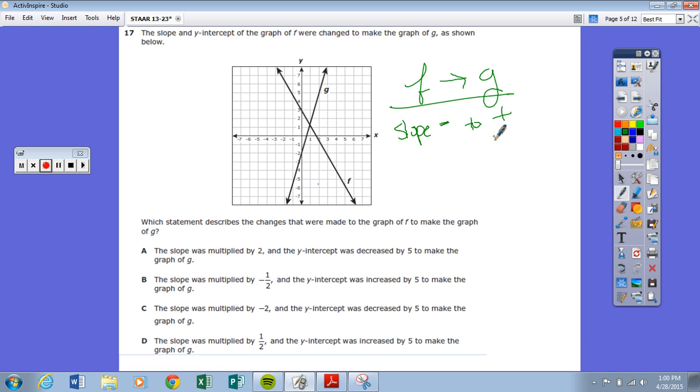And the other thing, well, I don't even know. Let's just go with that and see if that helps us. A, the slope was multiplied by 2, and the y-intercept. Okay, that's already a lie because we know the slope changed with the negative. So anything that doesn't involve negative slope is out.